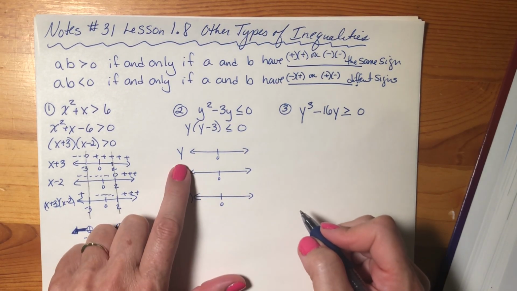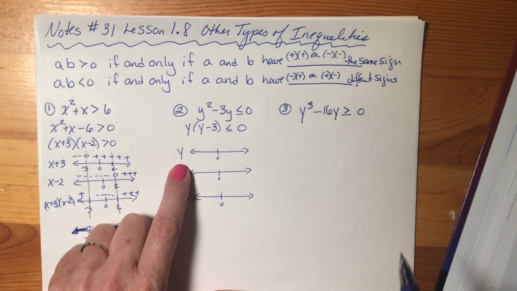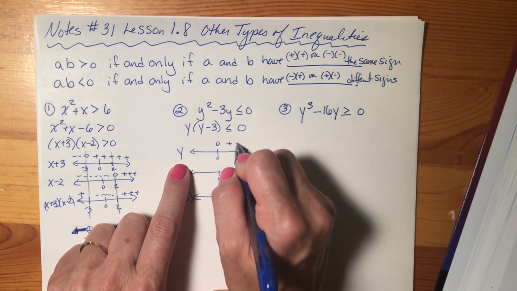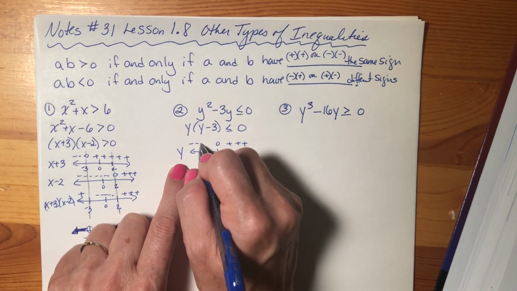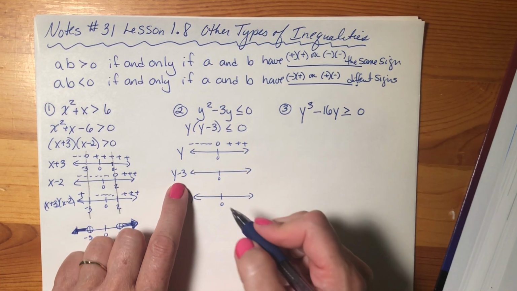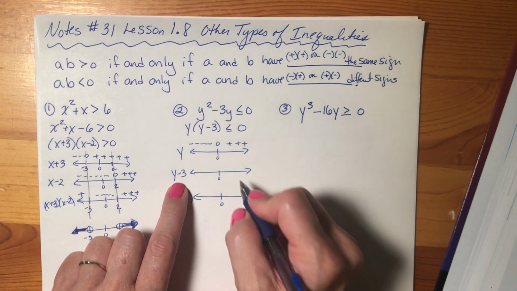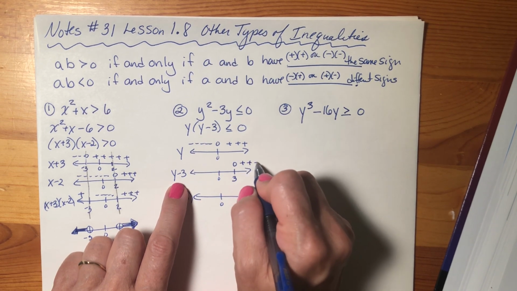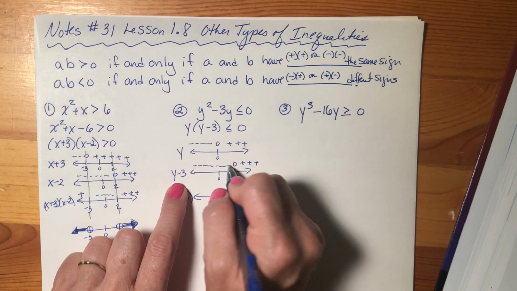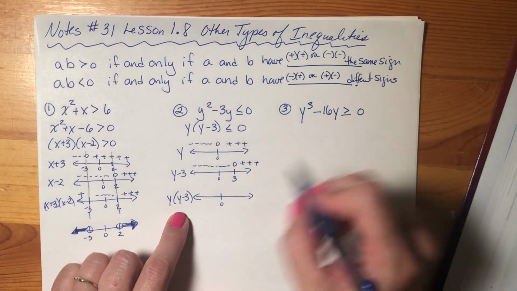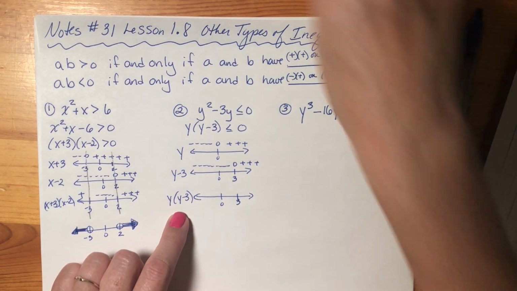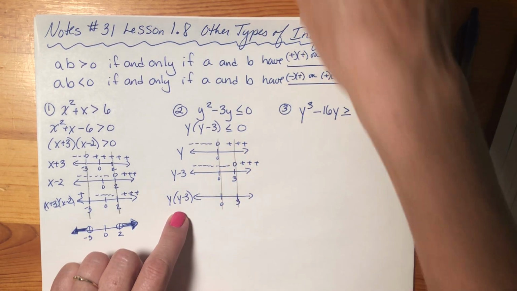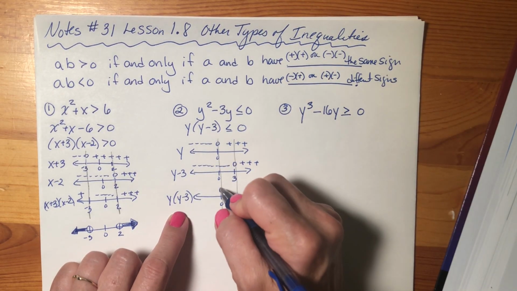All right, so think about the factor of y. What would make the factor of y equal to 0? Well, 0. And all the values to the right would be positive, and all the values to the left would be negative. How about y minus 3? What would make that equal to 0? Positive 3. All the values to the right would be positive. All the values to the left would be negative. So I'm going to go ahead and drop that 3 down. Drop that 0 down. Here they are right there.